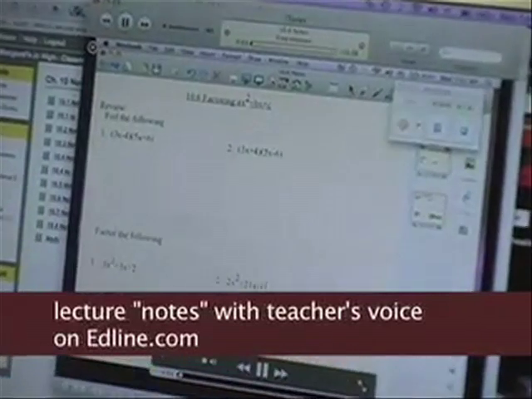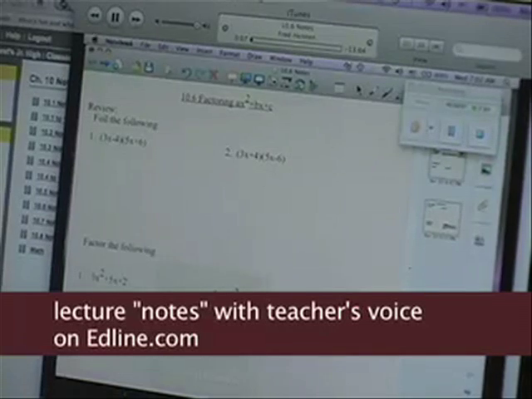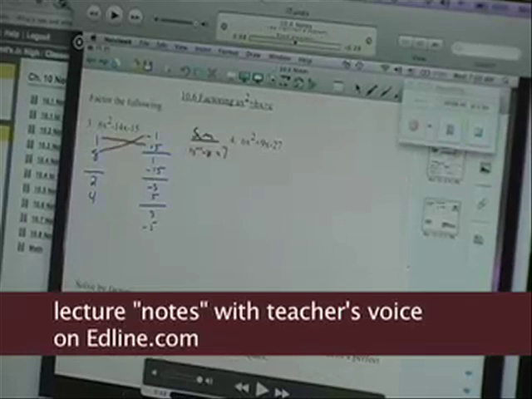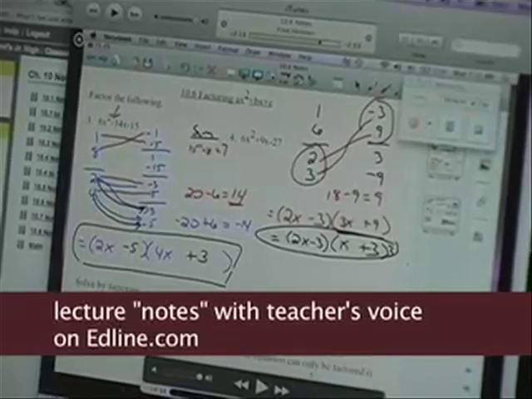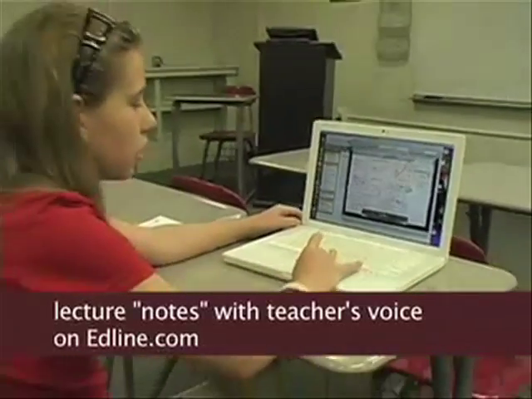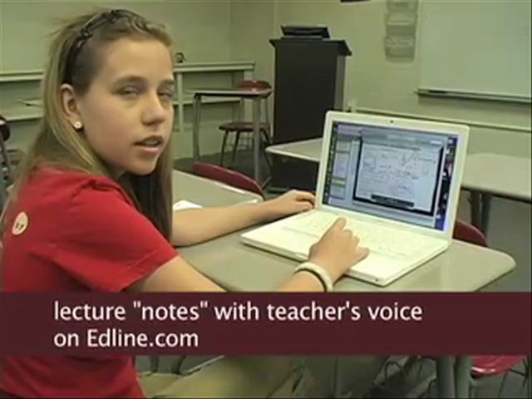Hello students, today we're looking at 10.6, factoring ax squared plus bx plus c. And then you can go through all the notes, and at the end you have to write 2 questions that you didn't get about the notes, or that you have about the notes, to ask in class, and then you have to start your homework so that you can finish it in class the next day.